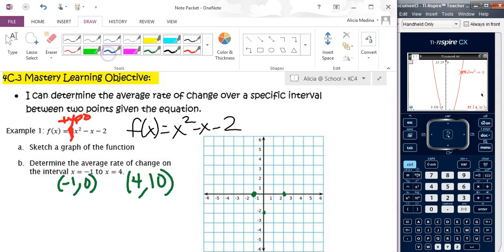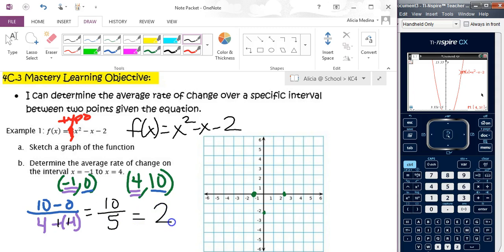So same as before, we take our y values and subtract them, over the x values, 4 minus a -1. Remember, you're always subtracting. So when we simplify this, 10 minus 0 is 10. 4 minus a -1 ends up being plus a positive, which changes to 5. And my average rate of change is 2.